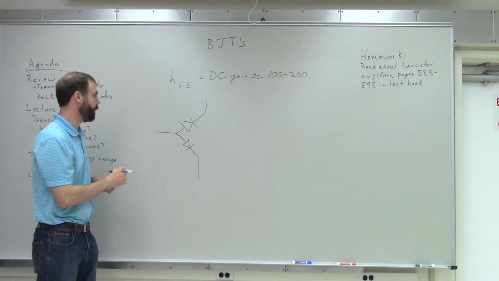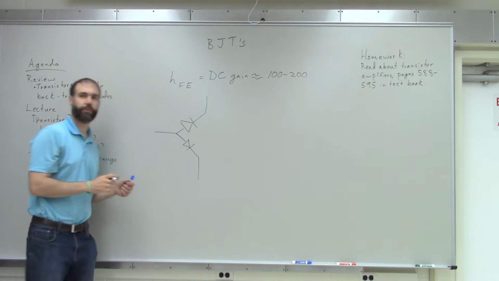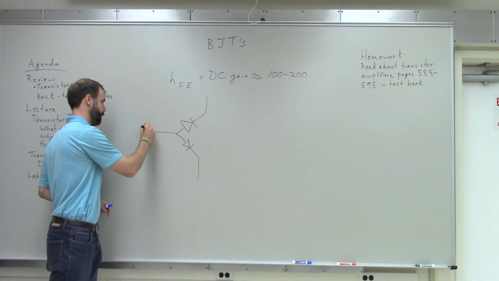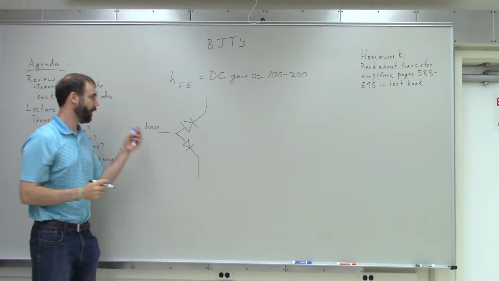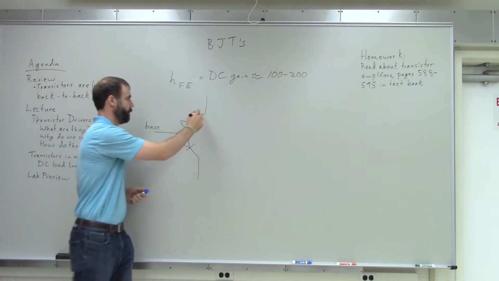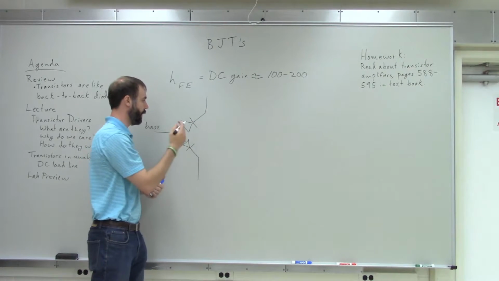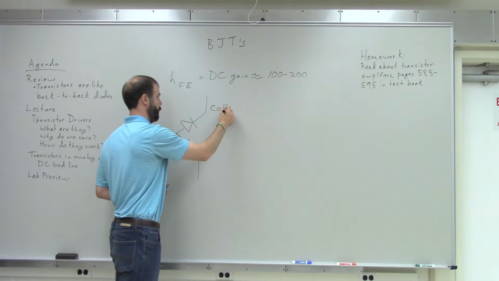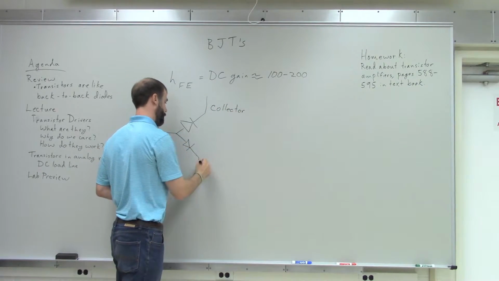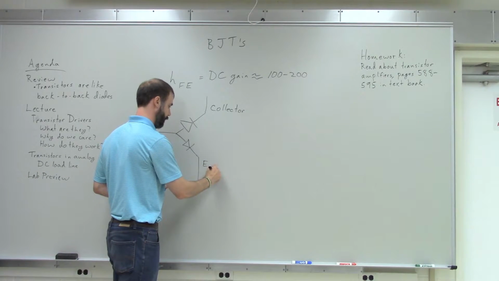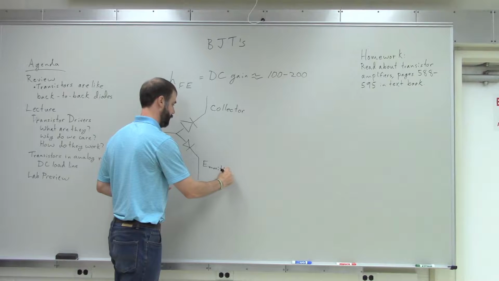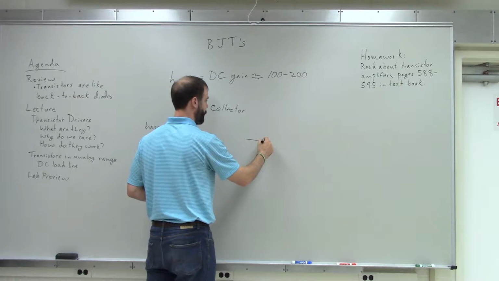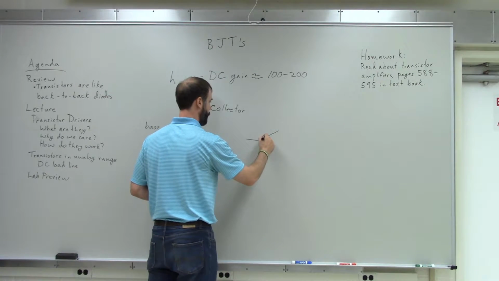Do you guys remember what we called each one of these terminals? What about base? Yes. This was the base. And then these 2. Collector, emitter. Yeah, one was collector and the other one was the emitter. So we'll say this is the collector. And this one down here is the emitter. If we were to draw the symbol for the transistor, it looks like this.